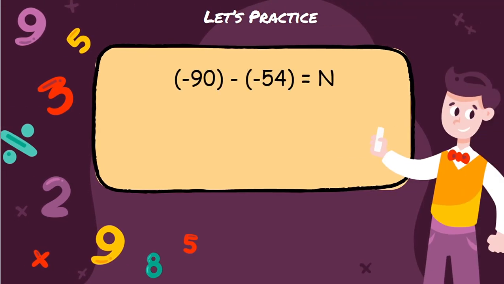Negative 90 minus negative 54. We will once again use the keep change change rule. Keep negative 90, change subtraction to addition, and change negative 54 to positive 54. So negative 90 plus positive 54 equals negative 36. And we will use the negative sign since negative 90 is the greater number.